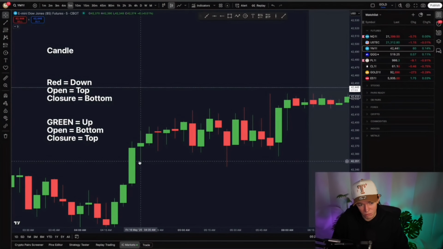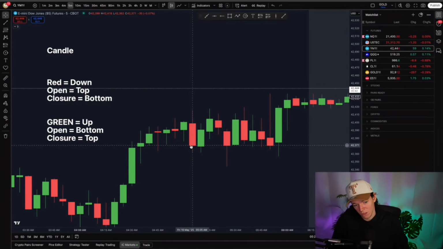Opened here, went down at some point, went up at some point, and then closed here. Open, closed. And then we have an open up here. Price did jump up a little bit when it reopened. So that's why it's not perfectly aligned with this closure. It opened here and ended up closing there. So that's how you get it. Opens for red candles are at the top, closures are at the bottom.